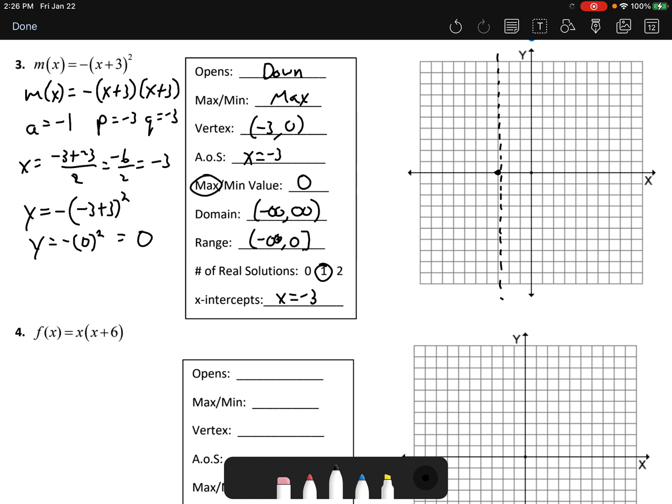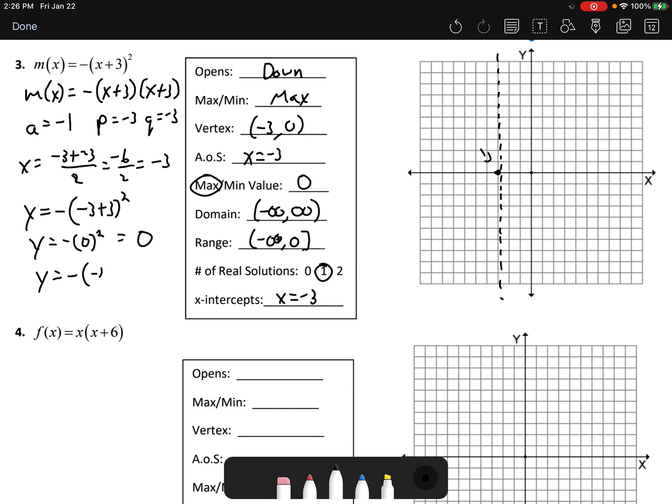Now, here's the problem, right? How do we find another point so that we can graph it and we could just mirror the other side? Well, pick something that's really easy. How about something close to this point right here? Something very close. How about -2?